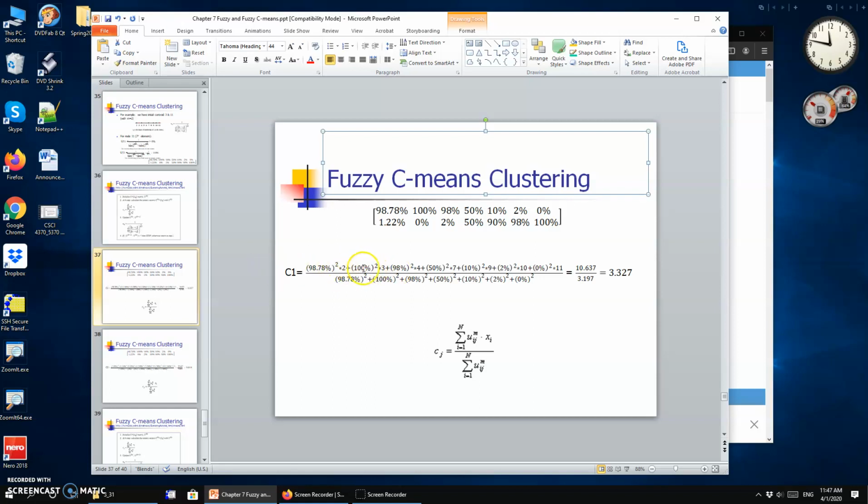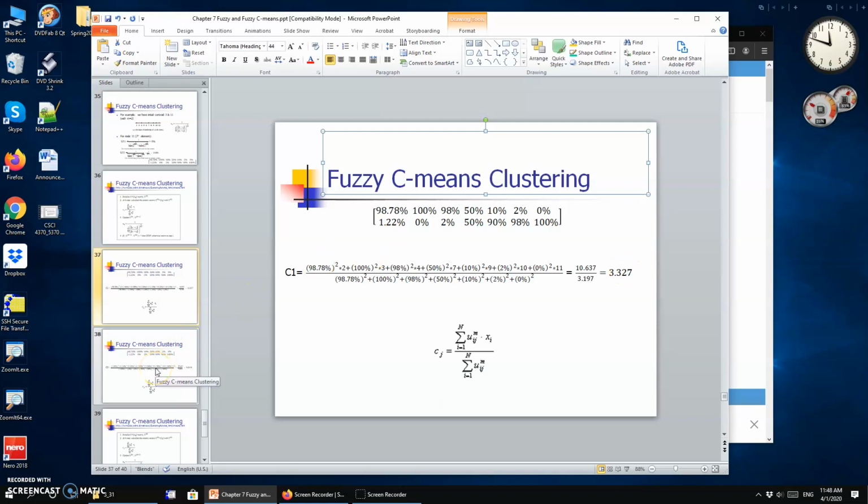For the second node, it's 100%, which is the center itself, multiplied by a value of 3. The next node is 4, the next node is 7, the next node is 9, the next node is 10, the next node is 11. If we multiply all of them and sum them together, we get the new center equal to 3.327. So that is the update for the first centroid. It moved from the location of 3 to 3.327.